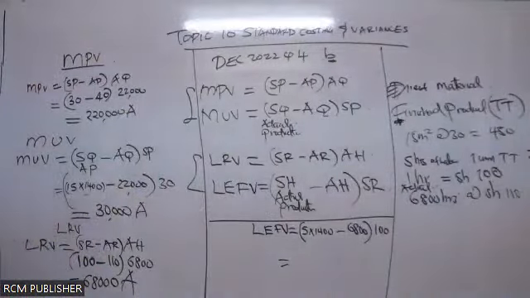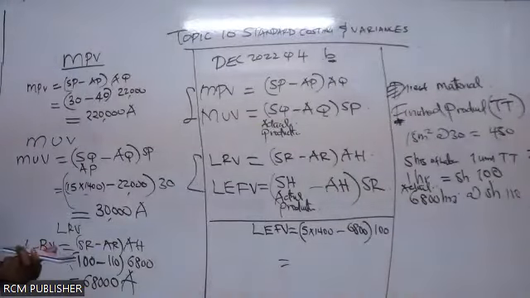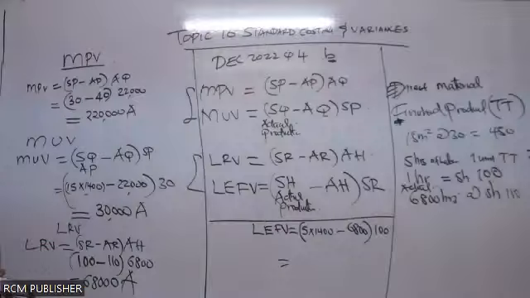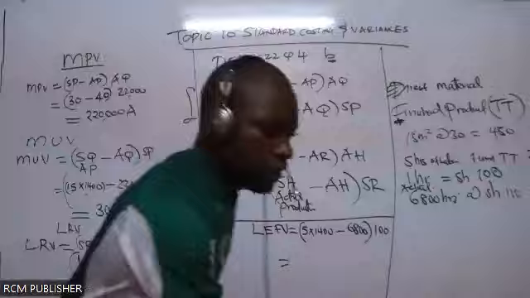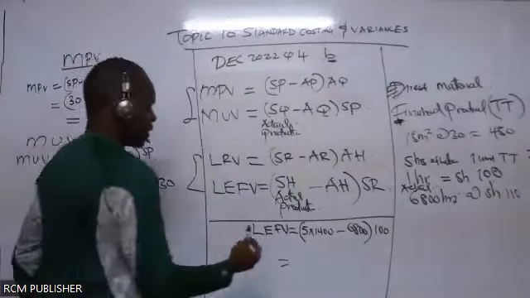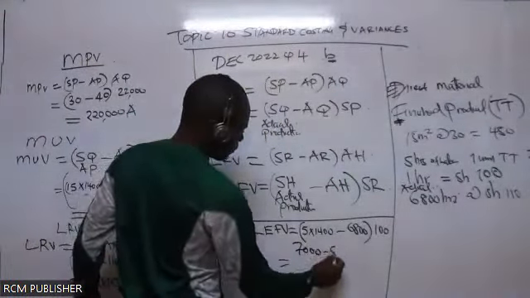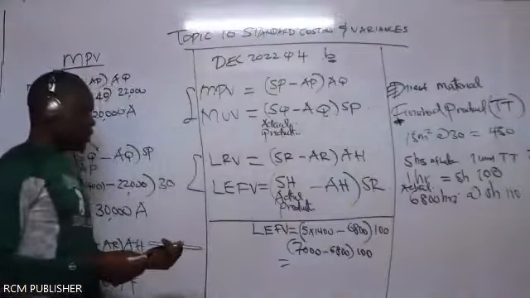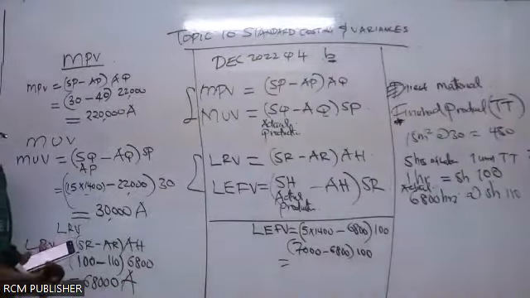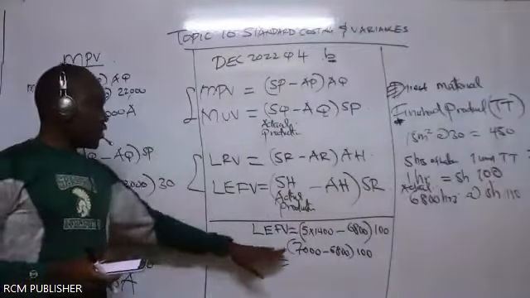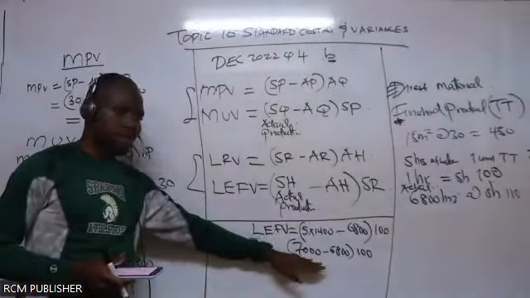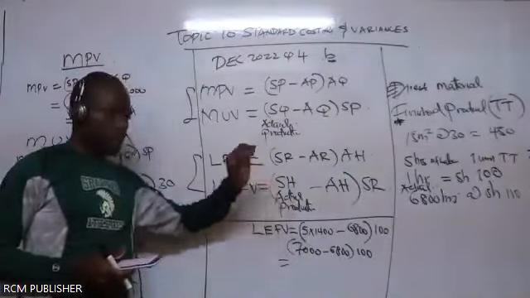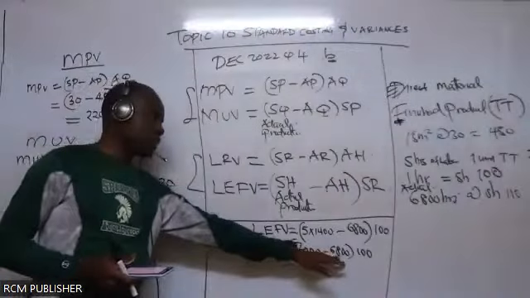My labor efficiency variance. So can we get it? 5 hours by 1,400 units. What are we going to have? That is 7,000. So if you have your 7,000 here, you anticipated to effectively use 7,000 labor hours. If you look at the actual output, you ended up spending 6,800.